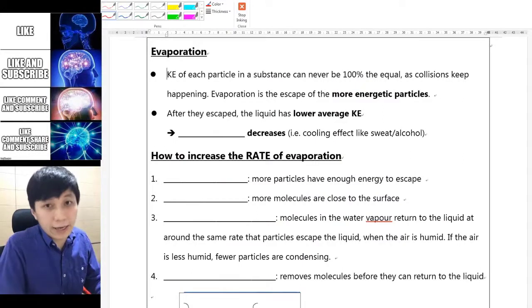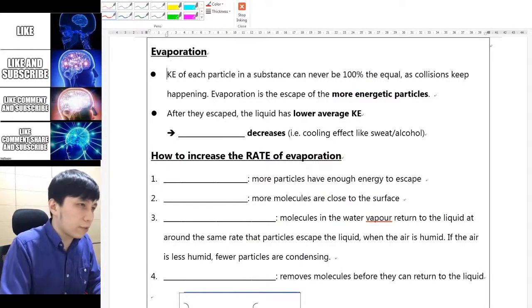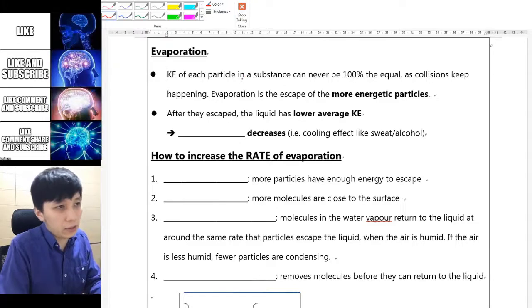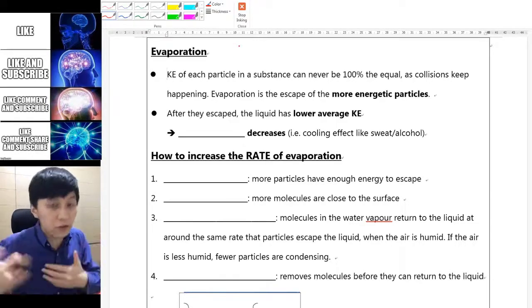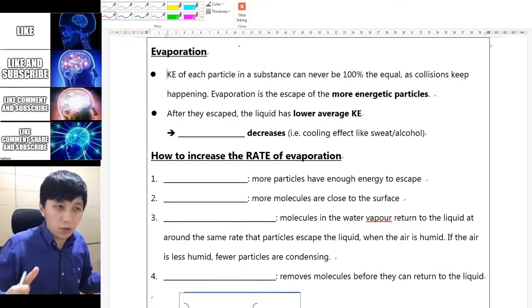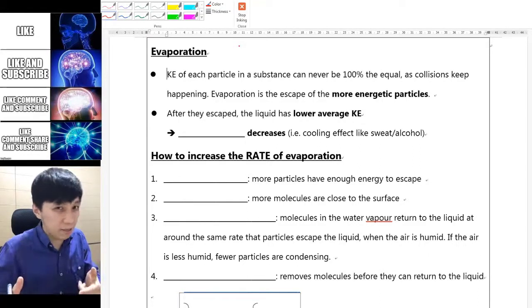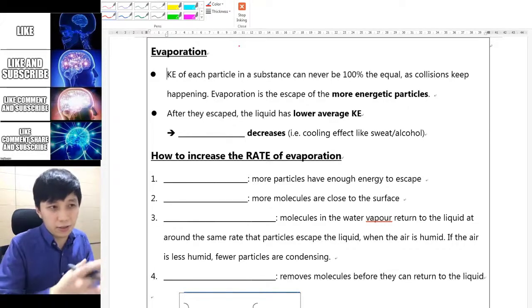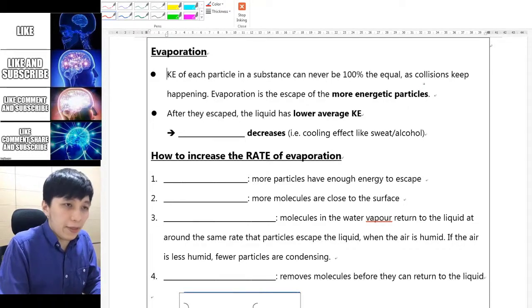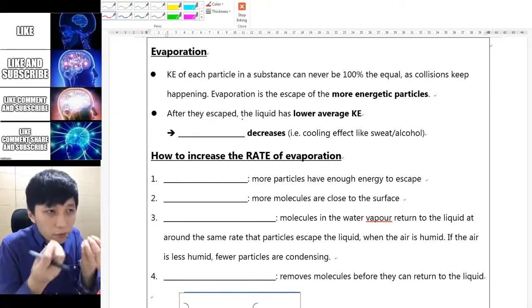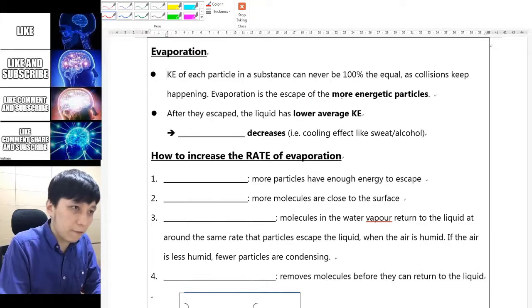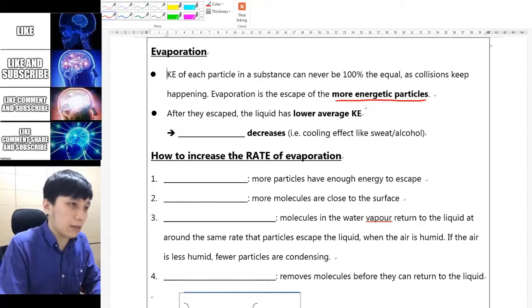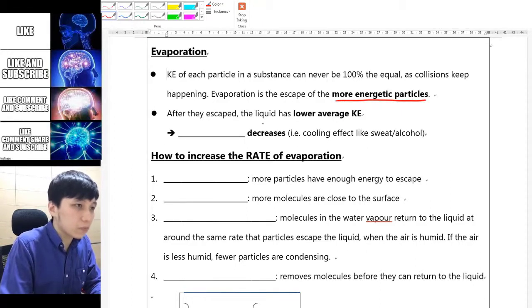Okay, so let's wrap up the idea on the note. First of all, for evaporation, the kinetic energy of each particle can never be the same. Same as the height of each individual in the class cannot be the same. You can always calculate an average like 170, but it's almost impossible that they are exactly the same. And then the collisions keep happening, and therefore some of those particles may luckily, randomly get more energy, and those will be the more energetic particles that escape.